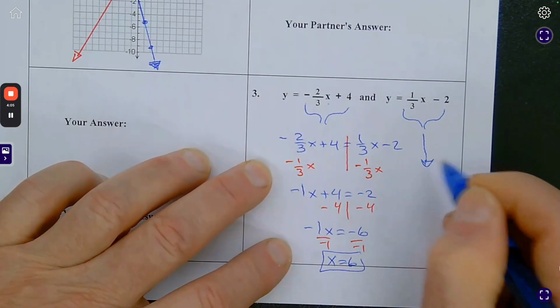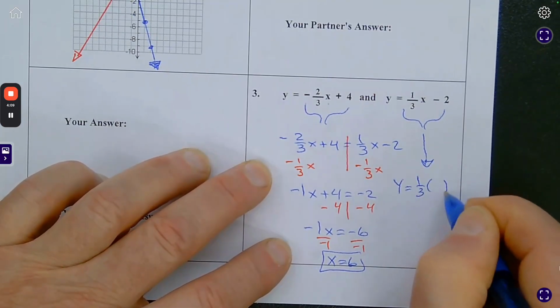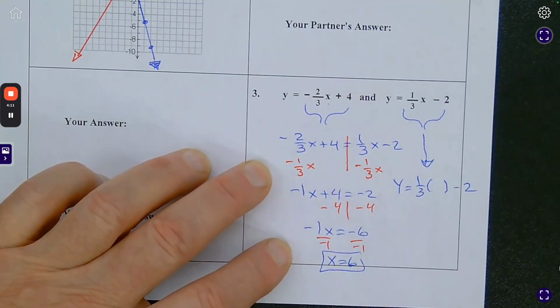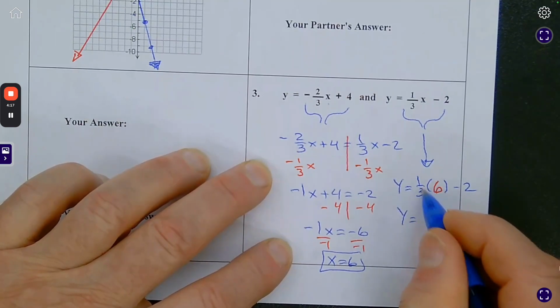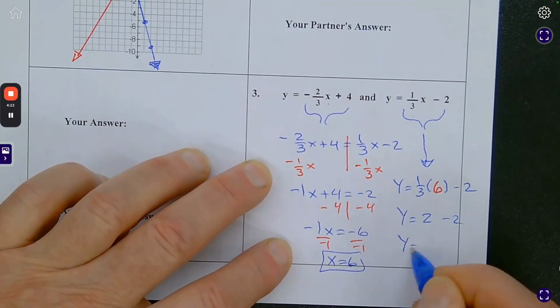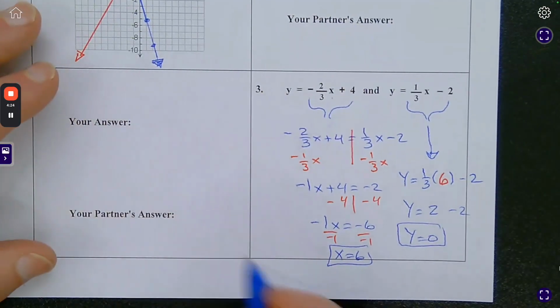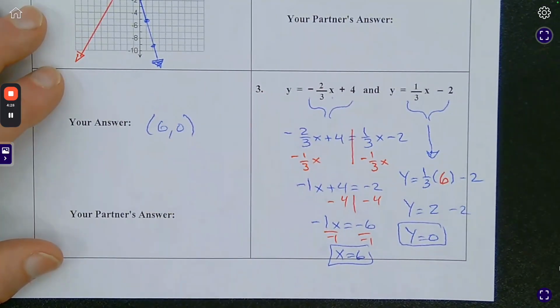I'm going to go right here. If x is 6, then y is going to be what I get when I substitute that 6 in for x. Multiply by the top, divide by the bottom. That's 6 divided by 3 is 2. Minus 2, hey, that's 0. That's what my partner got. 6 comma 0. And let's move it on.